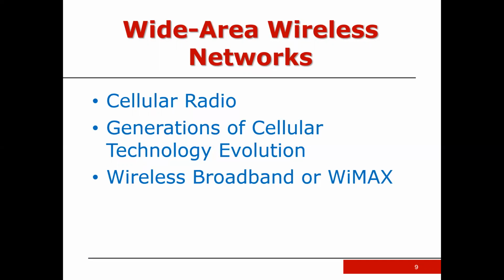Wireless broadband technologies that are meant for public use can spread the cost of transmission facilities across a wide proportion of users. Examples of such wireless technologies include cell towers for cell phones or wireless broadband, sometimes referred to as WiMAX.